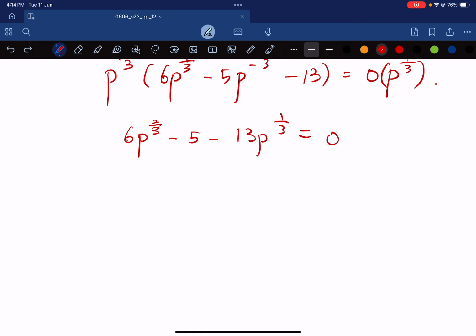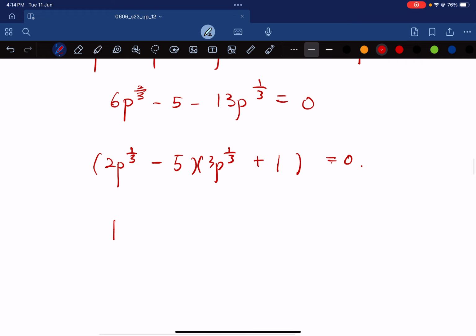Okay, 6 and 5, 2 and 3, 5, 15 and 2, we get 13. Okay, so 2p^(1/3) times 3p^(1/3), and then we have a 5, 1, so negative 15 plus 2. Yes, so we have p^(1/3) equals to 5 over 2, or p^(1/3) equals to negative 1 over 3.